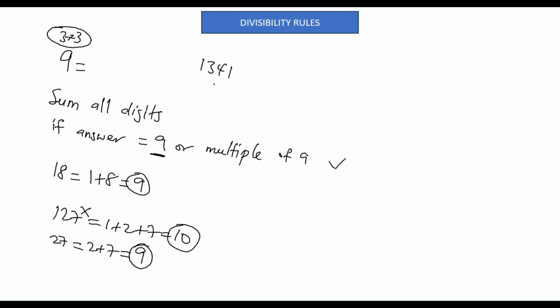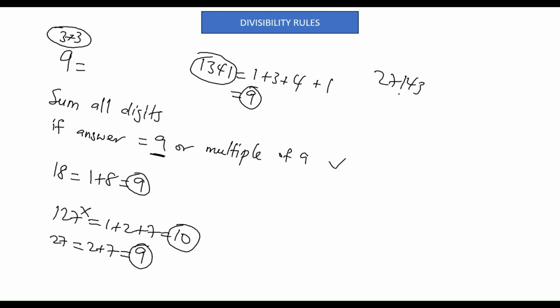Let's try a bigger number, 1341. Just an example. I'll add the digits: 1 plus 3 plus 4 plus 1, which is 4 plus 4. That's 8 and 1 is 9. Okay, this number qualifies.